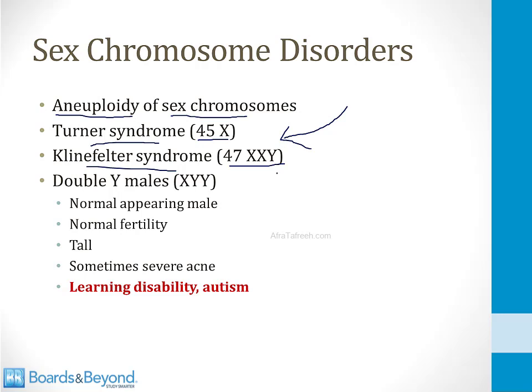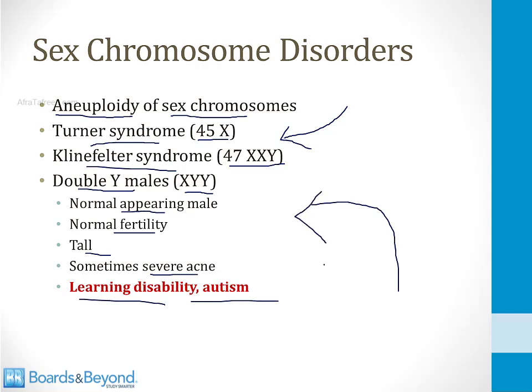There's also a third sex chromosome disorder you should be familiar with for step 1 of your boards. That's called double Y males. These are males with an extra Y chromosome. They're usually normal appearing and have normal fertility, but they are tall, sometimes with severe acne. And the major issue here is that they often develop learning disabilities and autism. But in all of these conditions, the problem is that you have too many or too few sex chromosomes.